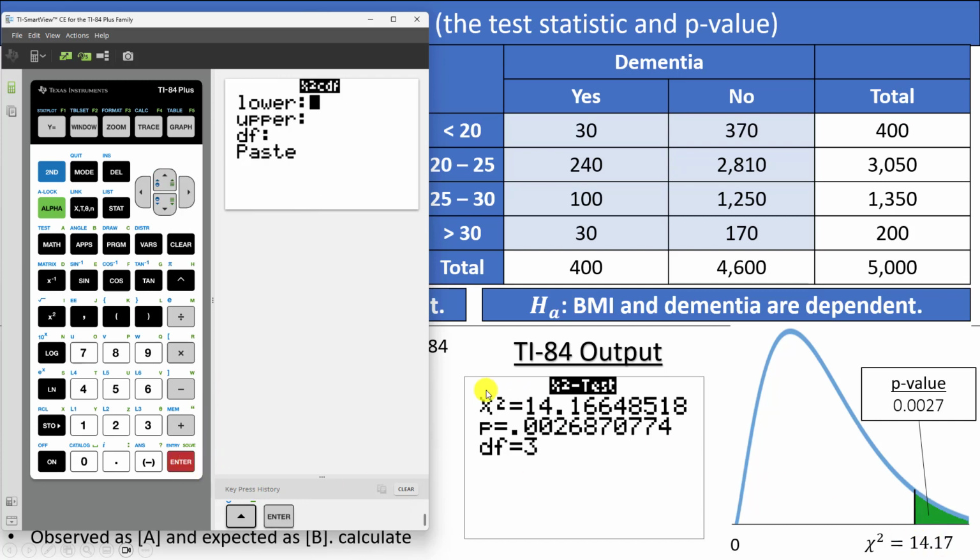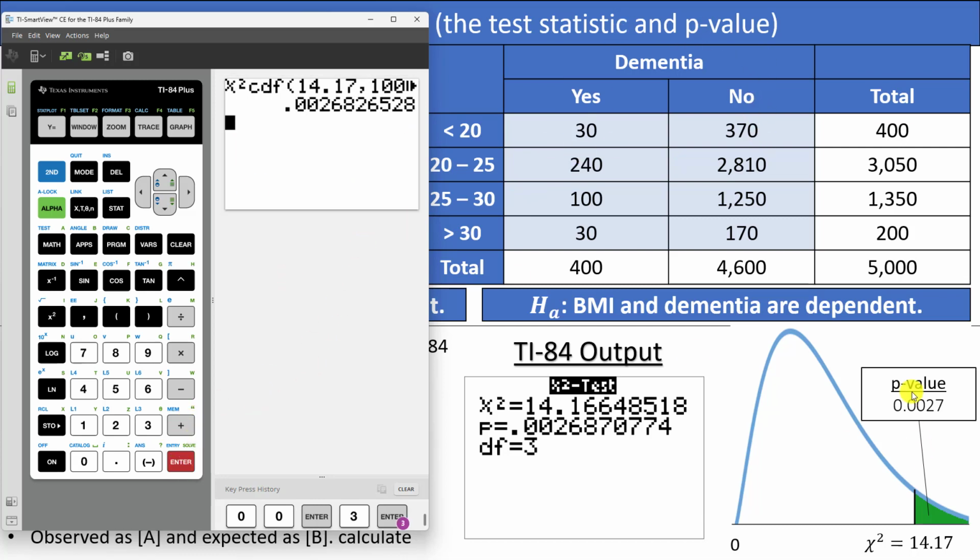We can plug in the lower bound of 14.17. The upper bound is going to be 1,000, because this goes forever in the right-hand direction. Remember, it's a right tail test. And then we can plug in those degrees of freedom. Once again, that's the number of rows minus 1 times the number of columns minus 1, in this case 3. And we can paste that, and we get approximately the same number that we had a second ago from the calculator. It might be a little bit different due to some rounding, because I think I only took 2 decimals on this value, but we do get very close to the same number.